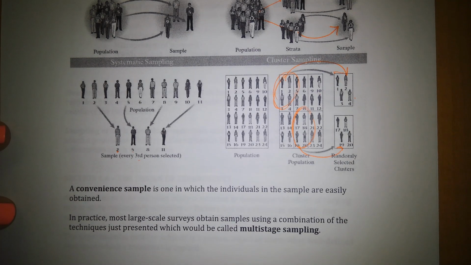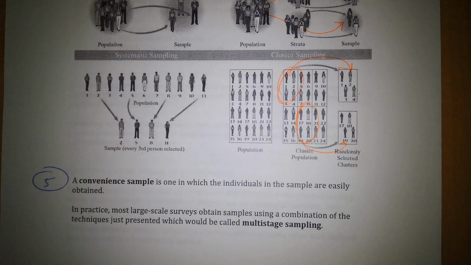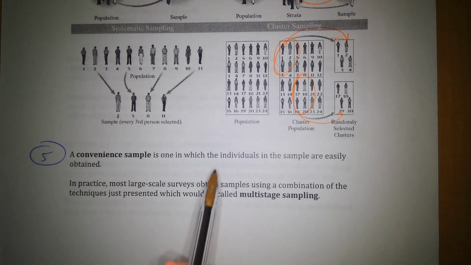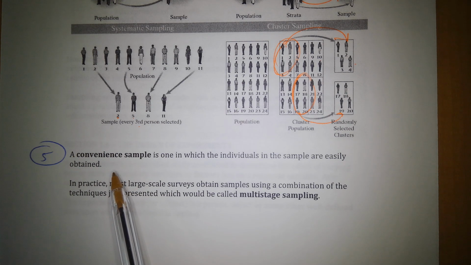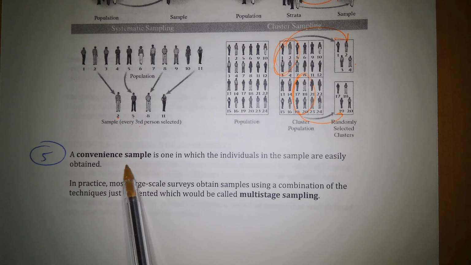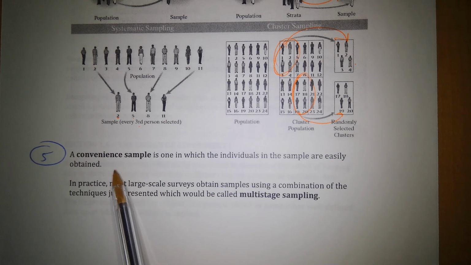The last example is a convenience sample, and this should be used as a last resort. It's one in which the individuals of the sample are easily obtained. So if I'm standing at the front doors of Ivy Tech and I ask every single person that comes in over the next 15 minutes to take a survey, that would be convenience. There would be a lot of potential bias within convenience sampling, because you're only asking people at that particular door within that particular time frame what their opinions are about your sample.